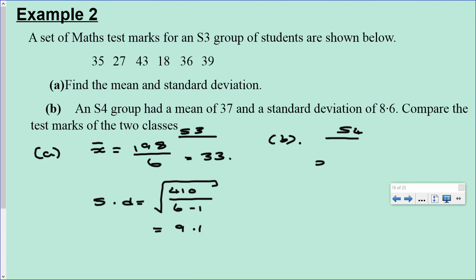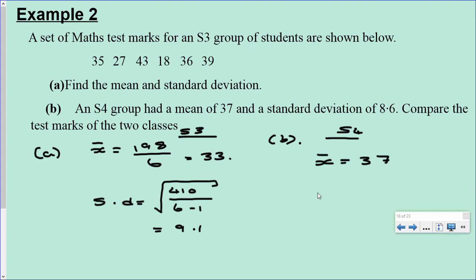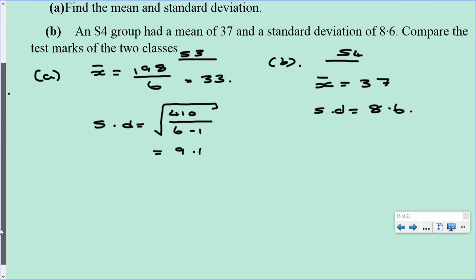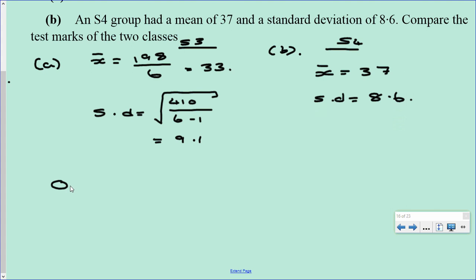I'm now looking at S4, so I'm going to have x bar, or my mean. If we read through it, we've got a mean of 37, and a standard deviation of 8.6. Compare the test marks of the two classes. Again, our first sentence, instantly, I would be writing that part down. If you don't write down "on average", we lose a mark, which is the only mark you get for that sentence. So we throw that mark away.